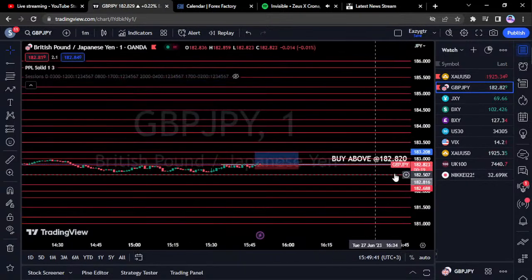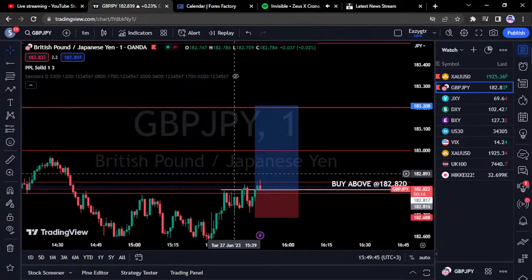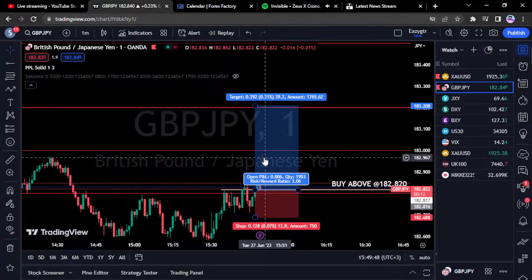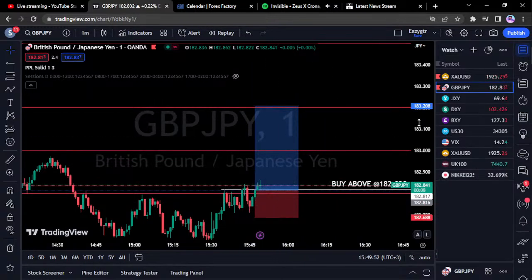Also for GJ, we weren't stopped out and price moved back up the range, so let's patiently wait for it to make its way towards 183.200.